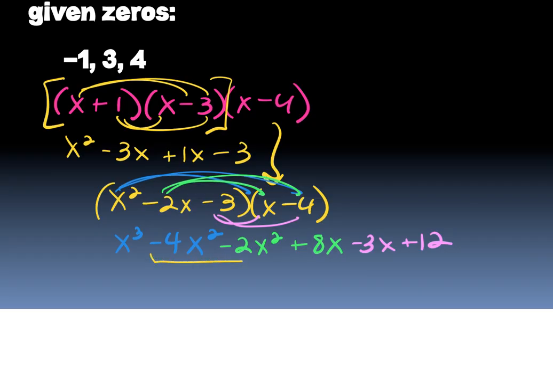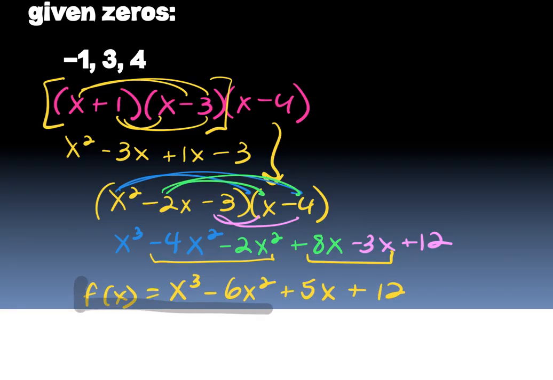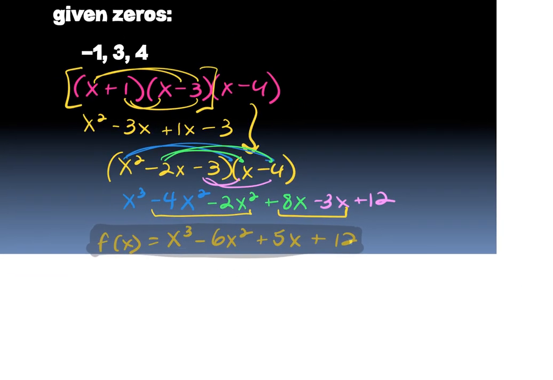Then we combine our like terms. So I get x to the third minus 6x squared plus 5x plus 12 equals f of x. So this is the function that would have the zeros they originally gave you at the beginning. Questions so far?